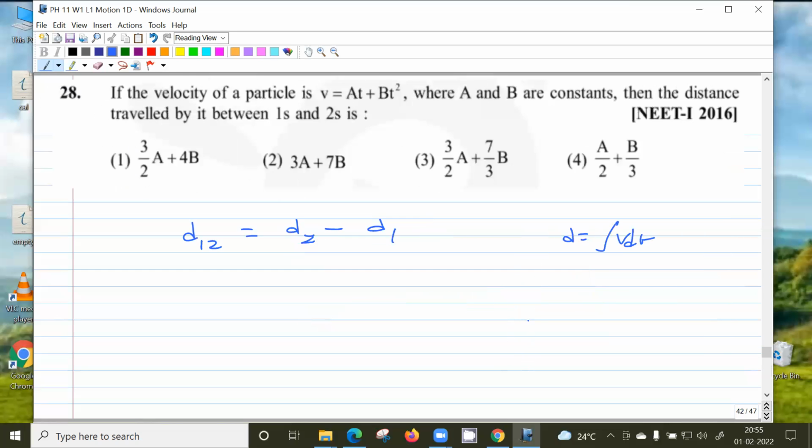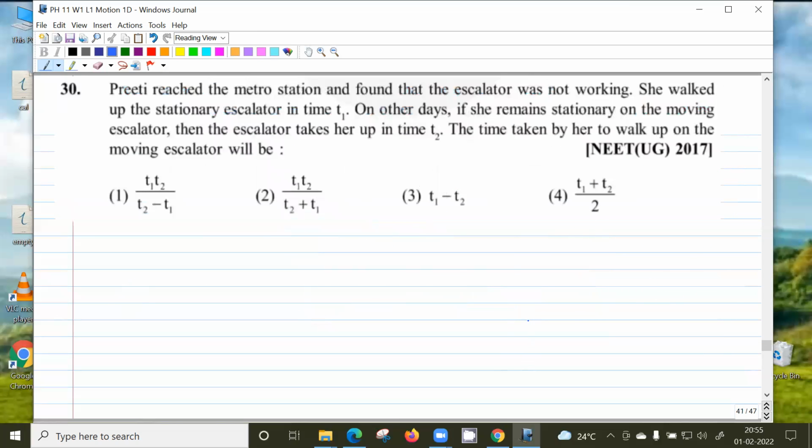Yes. Okay. What about this one? I don't know how to do it. Okay.